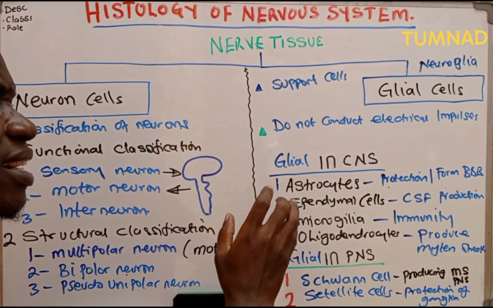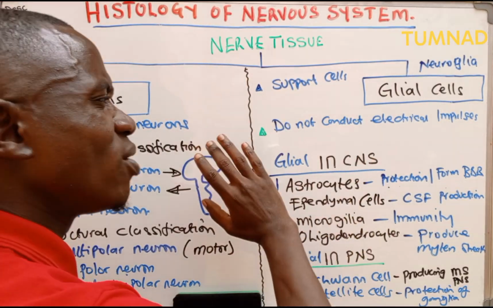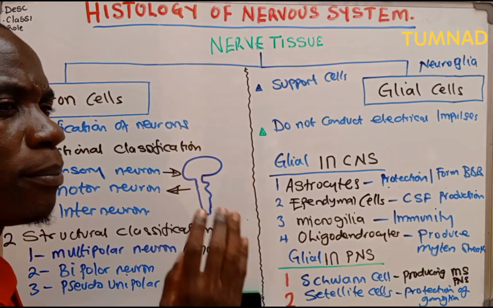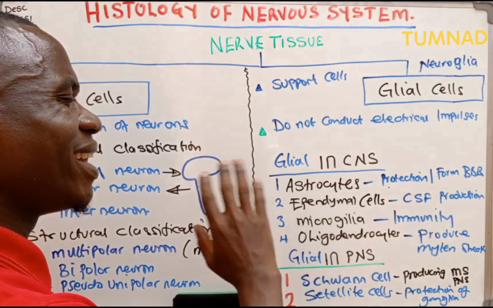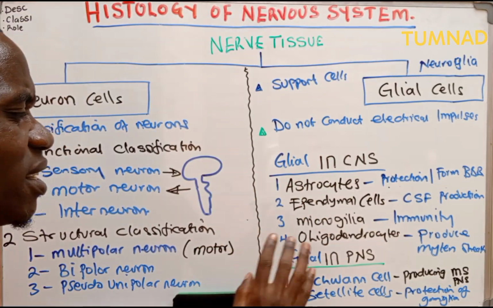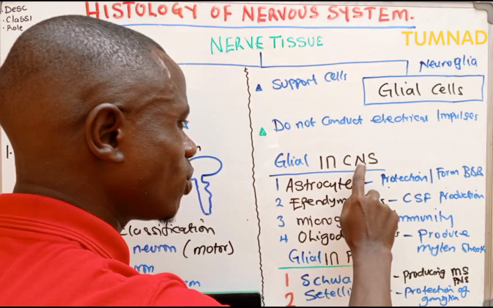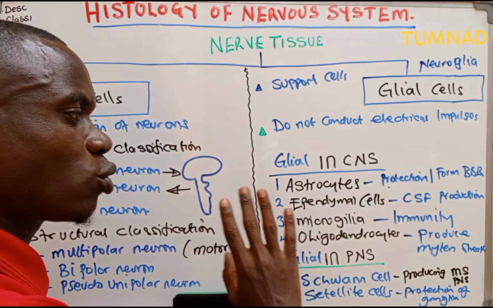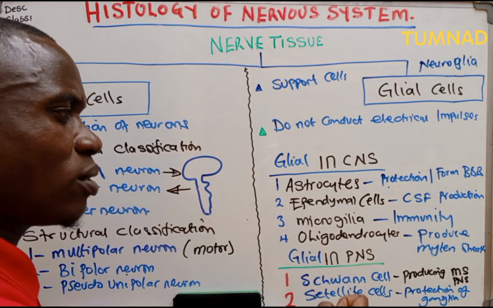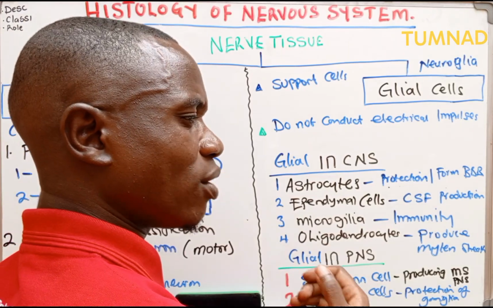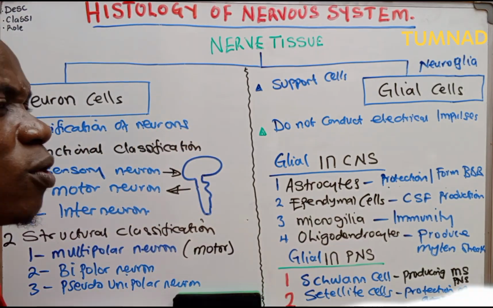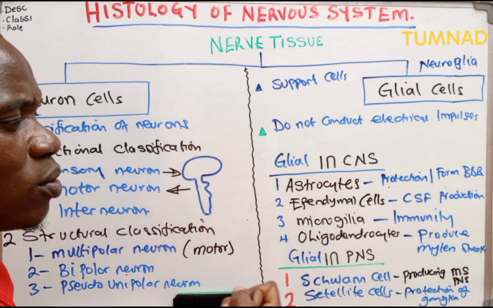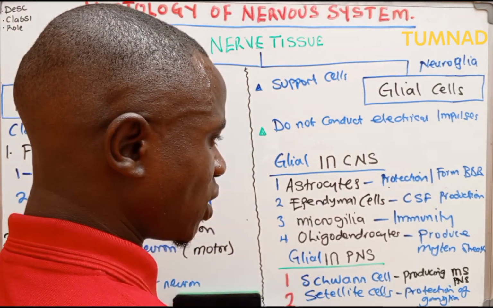We went ahead and said that the glial cells are support cells. They do not conduct electrical impulses. These glial cells are located in different areas of the central nervous system. Among those in the central nervous system, we have the astrocytes, which play a role in structure and protection, formation of the blood-brain barrier, and regulation, or what we call potassium buffering. We shall come later and see how potassium buffering is done.